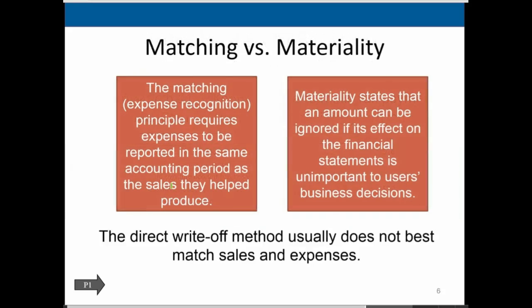So comparing the two methods, the matching expense recognition principle requires expenses to be reported in the same accounting period as the sales they helped to produce. So that's the problem with the direct write-off method. Again, it's easy. It has no estimates, whereas the allowance method, you have to use estimates, and that causes its own confusion. But the direct write-off method does not adhere to the matching principle, which is a principle that's given to help us to compare financial statements over time. So in order to adhere to the matching principle, we could use the allowance method.